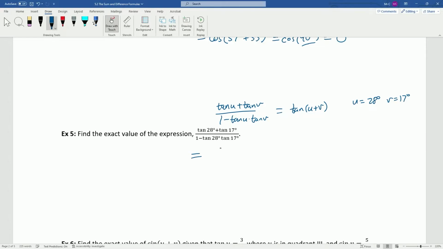So when we apply our formula here, this should be tangent of 28 degrees plus 17 degrees, which is tangent of 45 degrees, which is sine of 45 degrees divided by cosine of 45 degrees. That's square root of 2 over 2 divided by square root of 2 over 2. That's just 1.